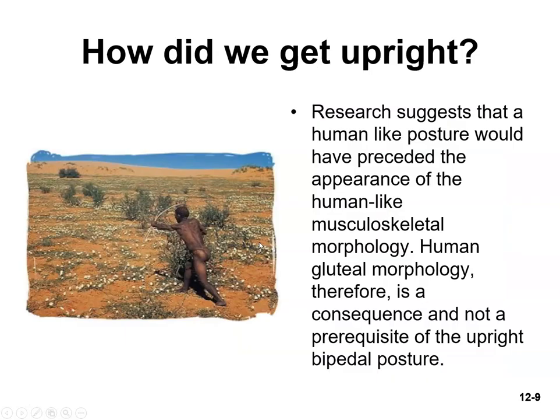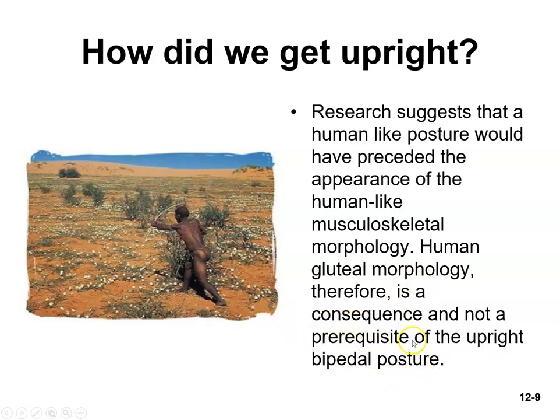Okay. Now, how do we get upright? People always, whatever you believe in, evolution or in God, but from a scientific standpoint, research suggests that human-like posture would have preceded the appearance of the human-like musculoskeletal morphology. Human gluteal morphology, which is glutes, therefore is a consequence and not a prerequisite of the upright bipedal posture.